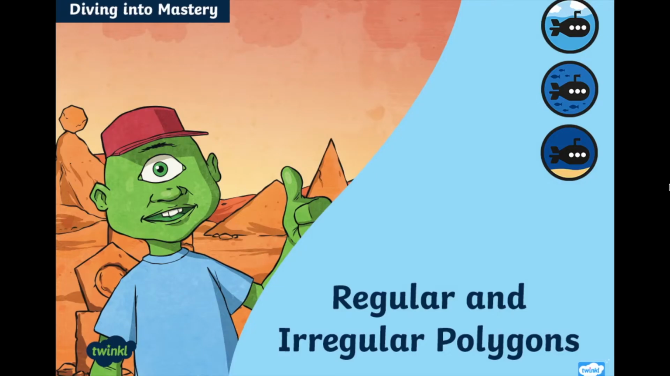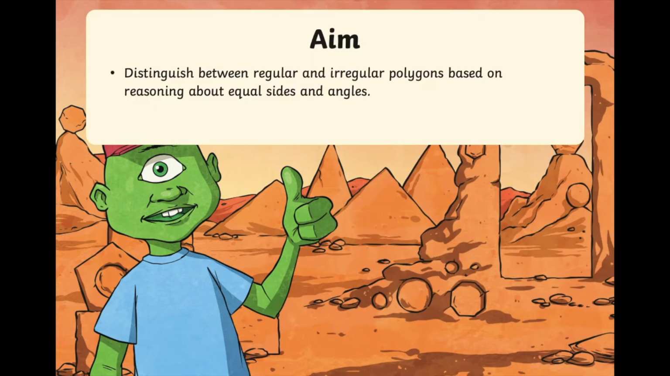In today's lesson, we're going to be looking at regular and irregular polygons. We have touched on this a little bit earlier on in the year, but we're going to be having another look at it today. By the end of this, you should hopefully be able to distinguish between regular and irregular polygons based on reasoning about equal sides and angles.